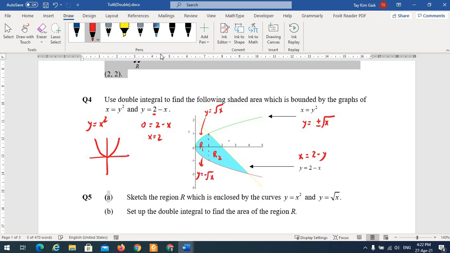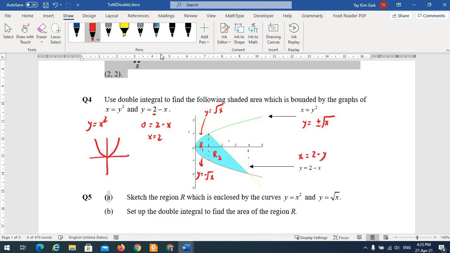In region 1, your lower limit of y is negative square root x, upper limit of y is square root x, and x is from 0 to 1. In region 2, your lower limit is still y equal to negative square root x, but the upper limit becomes y equal to 2 minus x, and x is from 1 up to this point, which is 4. Since this graph is given, you can easily read it. If you sketch your own, you have to solve the equations simultaneously, then you get x equal to 4.